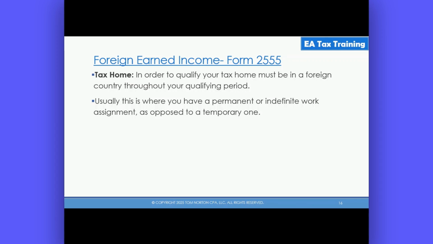That would be considered a temporary work assignment because you know it's only going to last those 12 months or those 18 months. So it has to be either a permanent or indefinite work assignment in order for it to be your tax home. If you own your own business, that could also qualify if you go over there and you actually establish a business and you can prove that you established a business, then that could also work as being your tax home.